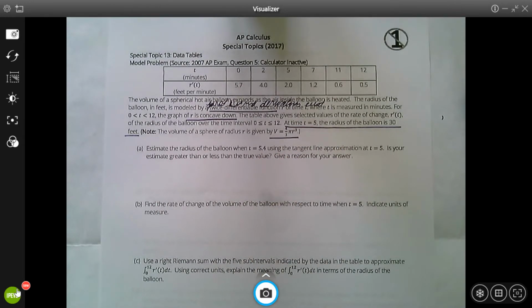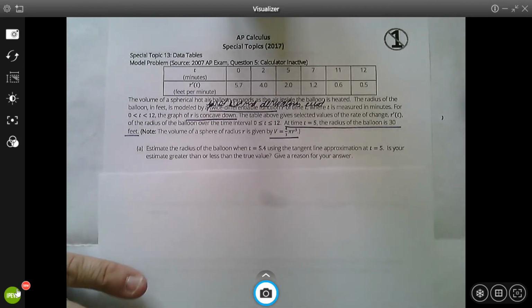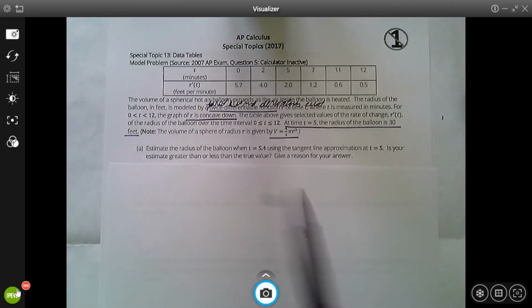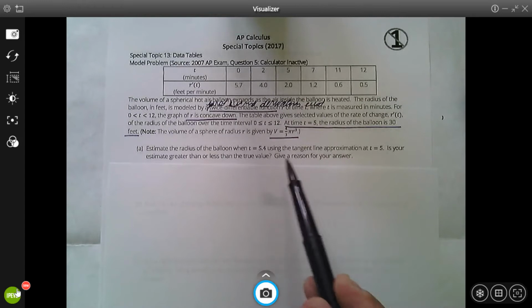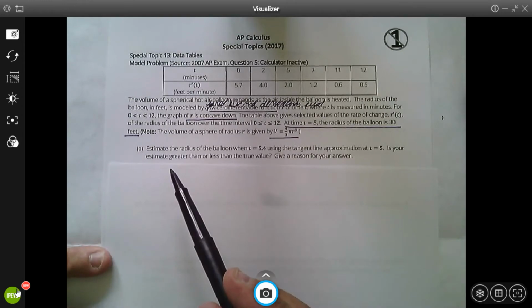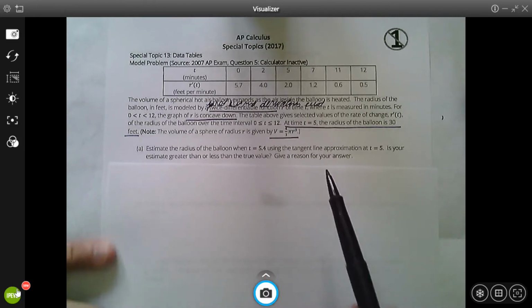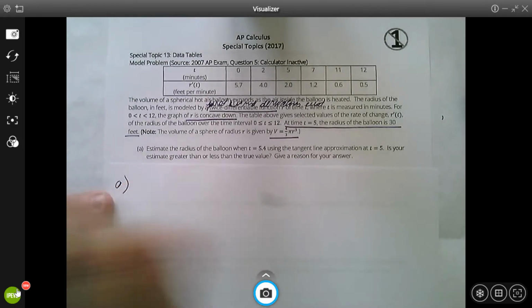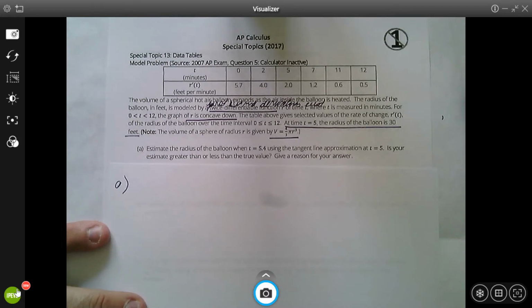It's pretty typical that the College Board will give you volume formulas. You're not expected to memorize those. If you know it, great. If you don't, that's okay too. All right, here we go. In part A, estimate the radius of the balloon when t is equal to 5.4 using the tangent line approximation at t equals 5. Is your estimate greater than or less than the true value? Give a reason for your answer.